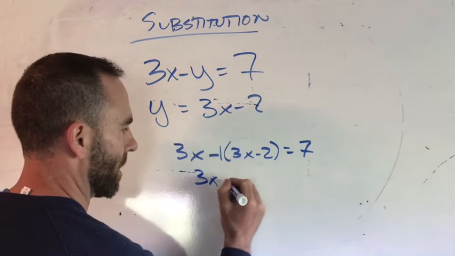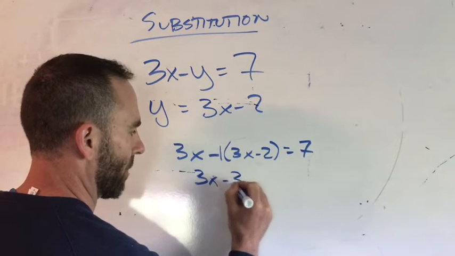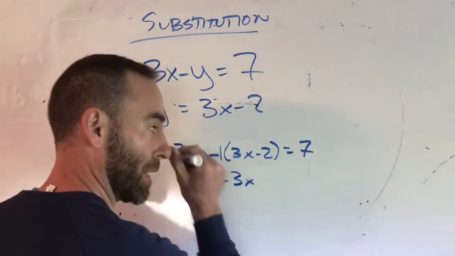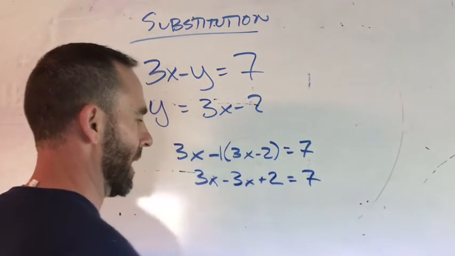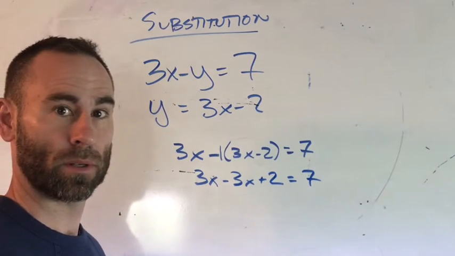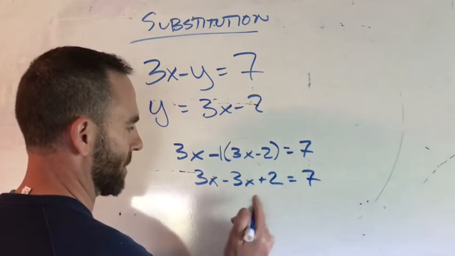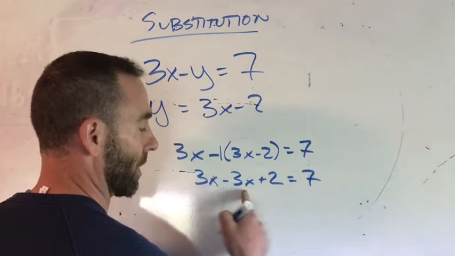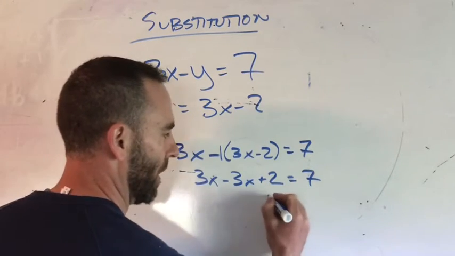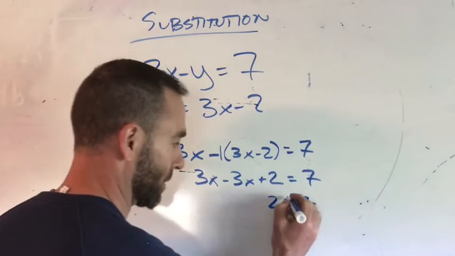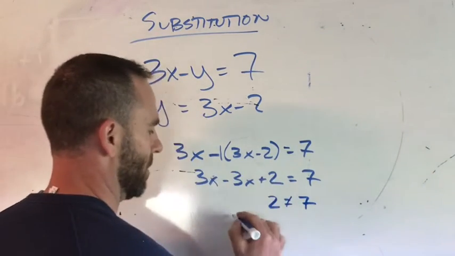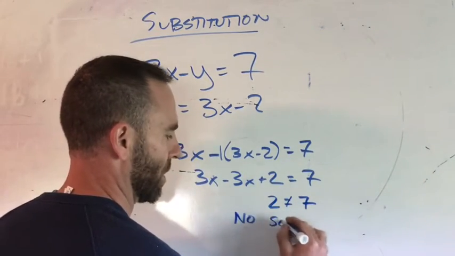Negative 1 times 3x is going to be negative 3x, and negative 1 times negative 2 is going to be positive 2. And now I solve for x. Okay. What happens with this one? This one's kind of unique because I get 3x minus 3x, which cancels them out, and it just leaves me with 2 equals 7. Now, 2 does not equal 7, so this one means that there is no solution.